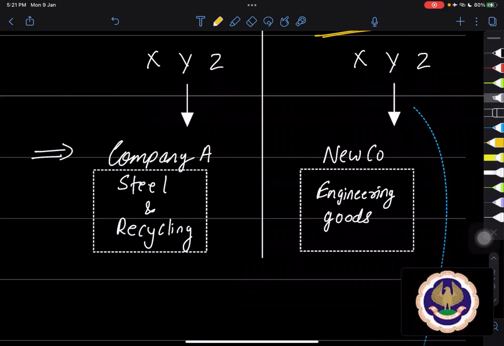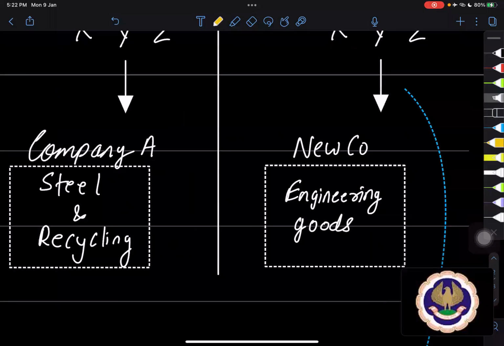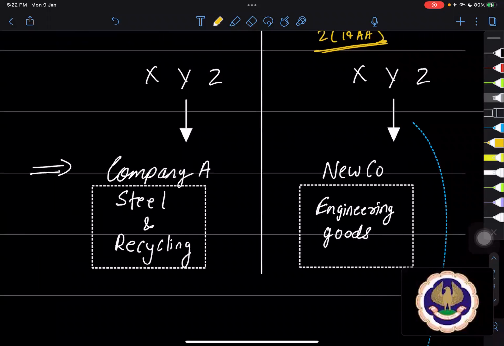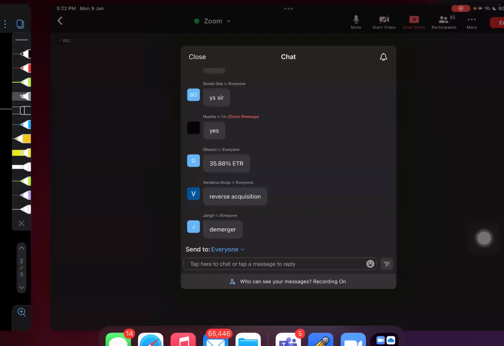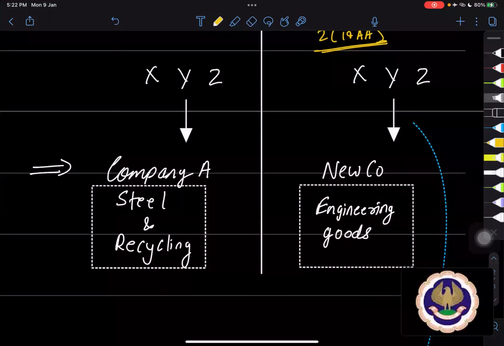There is a transfer of the engineering division to the new company, but the new company issues shares to the same shareholders, right? So this is not actually a sale. It's a simple demerger, a splitting up of one company into 2 divisions. XYZ wants to sell off the assets, or company A wants to sell off the assets, but this is a demerger, so it doesn't actually satisfy the objective. So is there anything that I'm missing here? Can you put anything that you think I'm missing?